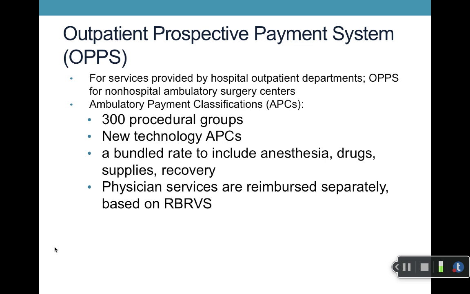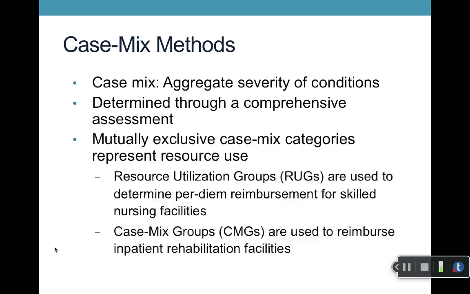What you see is that hospital outpatient departments have a set of codes in which they are paid for, non-hospital ambulatory surgery centers, for example. There are 300 different codes or groups. There are ones for new technology. There is a bundled rate that includes things like anesthesia and certain kinds of drugs. And so for the particular procedures done in those outpatient ways, there's one set of codes, and then the physician services that are performed in an outpatient center are based on the RBRVSs. So that's where you see kind of this difference.